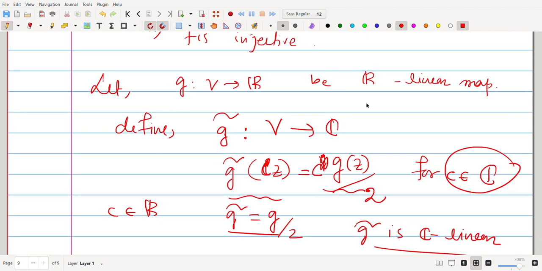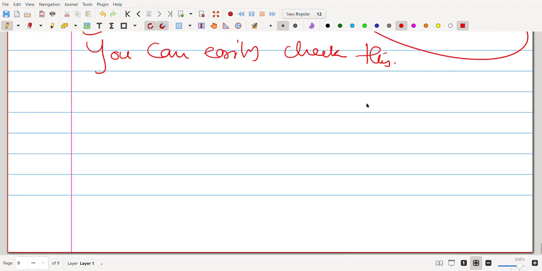So given our linear map, I am extending that linear map by defining another map Z tilde from V to C such that Z tilde of CZ, where C belongs to any complex number, is C times Z of Z by 2. I am defining it this way. Then we will get that this is also linear and this maps to this. So that means this is a bijective map.